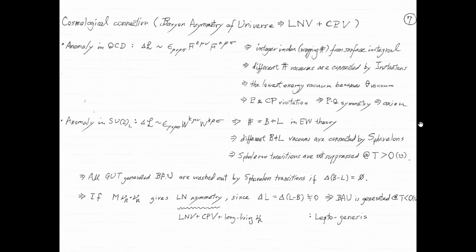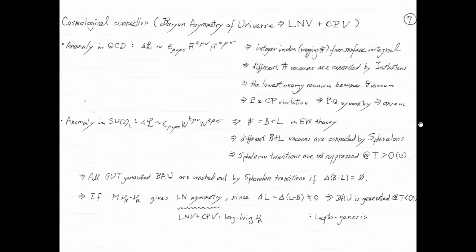Although B plus L breaking is not so serious at low energies, we know that the universe was very hot and there were electroweak phase transitions. And probably there were times when the temperature was higher than the electroweak scale. And then there are again transitions between different B plus L. So actually B plus L is not at all a good quantum number.